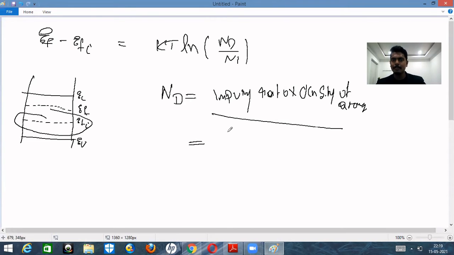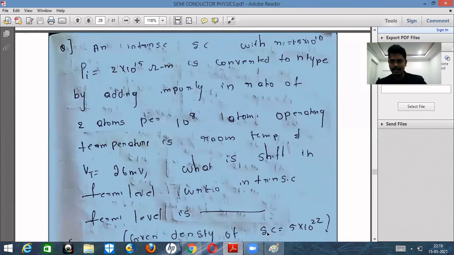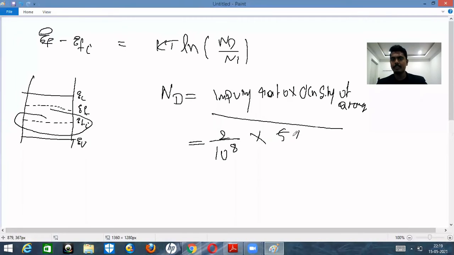So impurity ratio into the total number of atoms, that is density of atoms per centimeter cube, right? Here they have given the impurity ratio, 2 per 10 power 8. This is the impurity ratio, and you have also been given the density, 5 into 10 power 22. So if you cancel this, you will have 2 and 5, it will be 10 power 14. 5 into 10 power 14 into 10 is 10 power 15. This is the donor concentration.